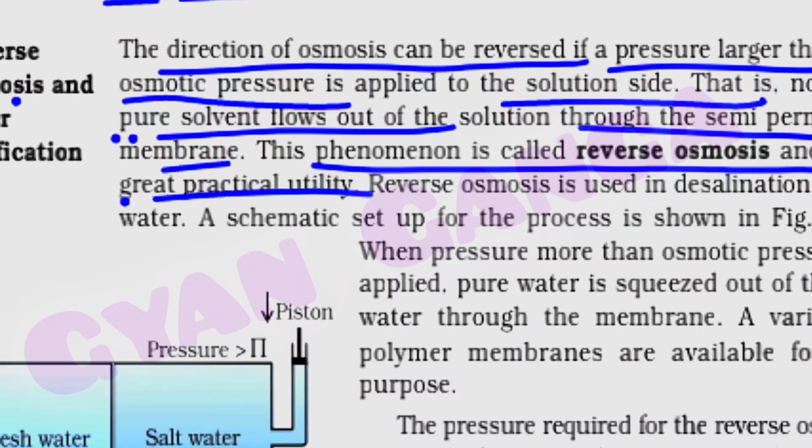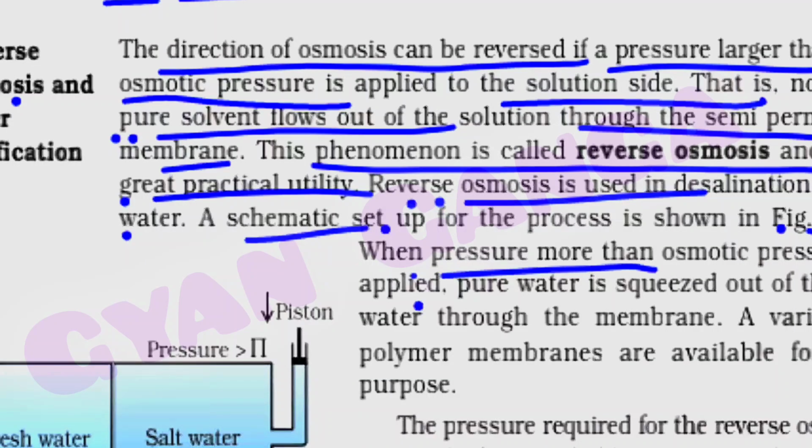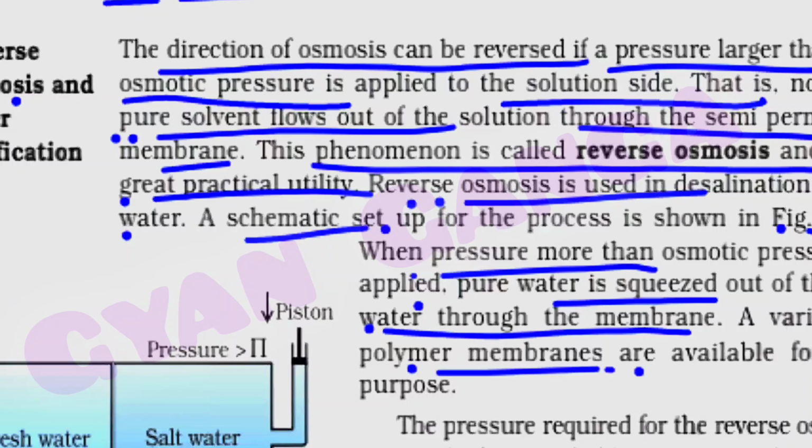Reverse osmosis is used in desalination of seawater. A schematic for the process is shown in figure 1.11. When pressure more than the osmotic pressure is applied, pure water is squeezed out of the seawater through the membrane. A variety of polymer membranes are available for this purpose.